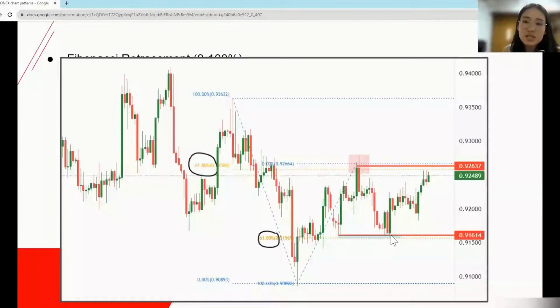So this once again is an important level because we see that price has respected this level twice. So it's likely to respect this area again in the future. Okay?